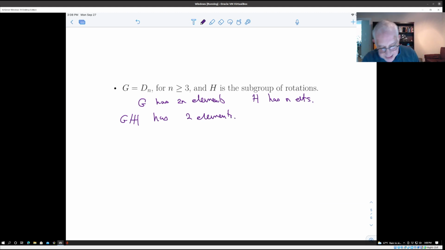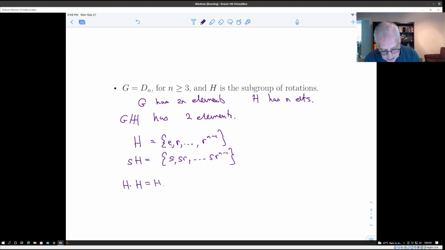What are the 2 cosets? Well, we worked this out before. One coset is H, which consists of the rotations. And the other coset is SH, which are the rotations times reflections. And H times H is H. H times SH is SH times H is SH. And SH times SH is H. So it's our old friend, the group with 2 elements.